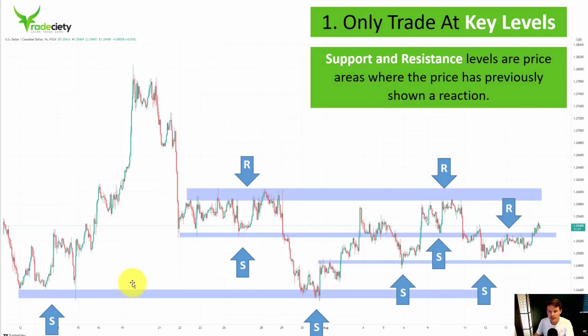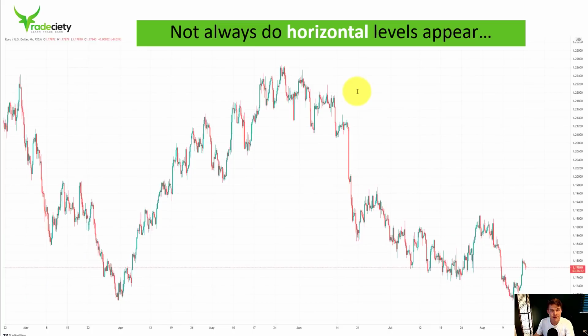And here is another example. We have a chart where we have continuously seen reactions at those blue zones, and we need to have them on our charts and extend them into the future, because we are then going to use them in the future as well. So only trade at key levels and become very good at spotting support and resistance.